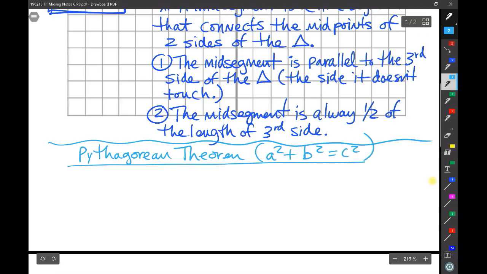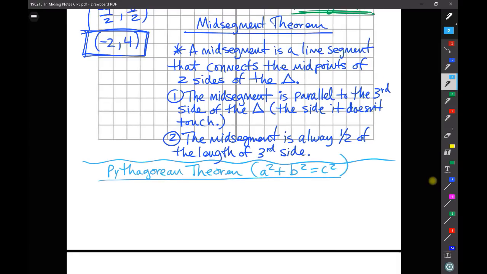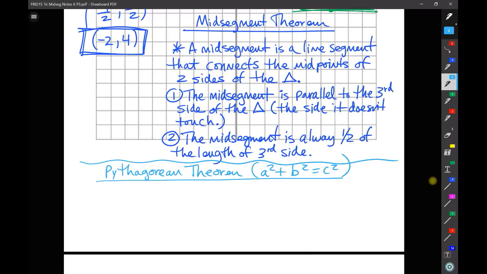Hopefully you recall seeing that. And we'll look at that in a little bit more detail as we move forward. This lets us figure out lengths of sides of right triangles. It only works with right triangles. This A squared plus B squared. So the deal is that the A and the B are the two sides that meet to make the 90-degree angle. The C is always that diagonal side, that hypotenuse side.